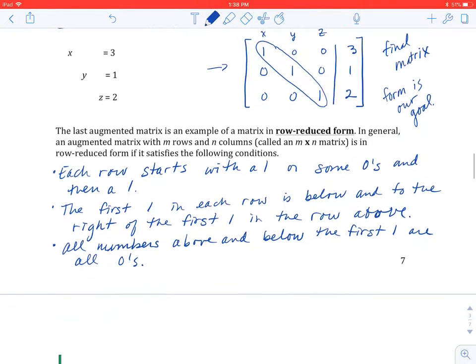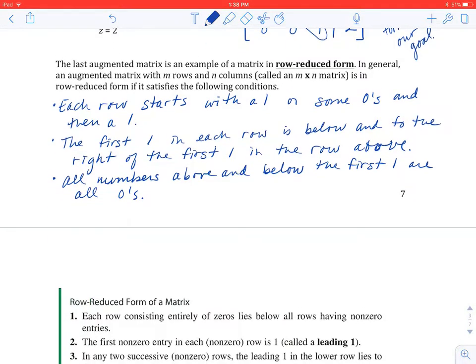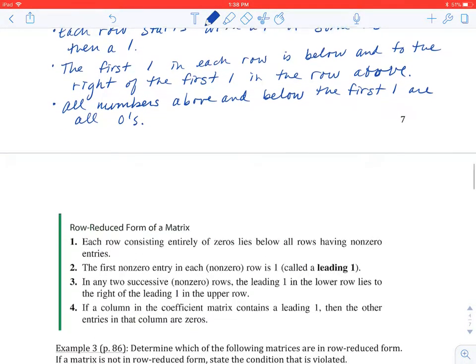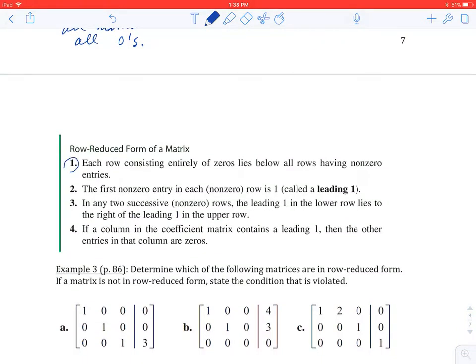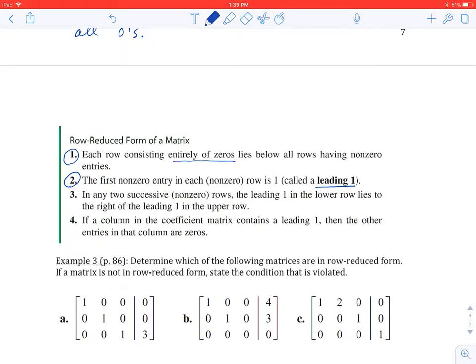All right, so that's how we would put that in our own words. Let's see how they put it in the book. And this is how they define the row-reduced form of a matrix, right here. Number 1, each row consisting of entirely zeros lies below all the rows that have some non-zero entries. So a row of all zeros has to go at the bottom. Number 2, the first non-zero entry in each row is a 1, and it's called the leading one.